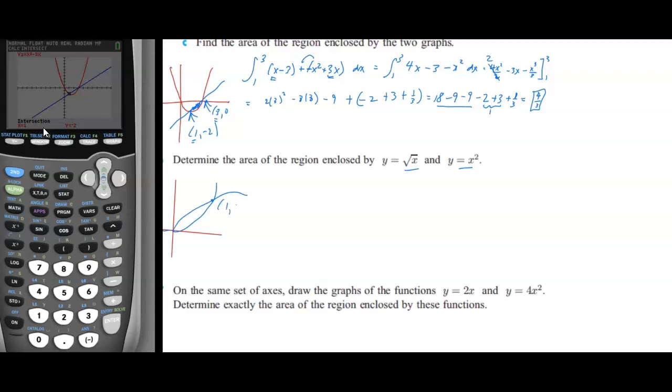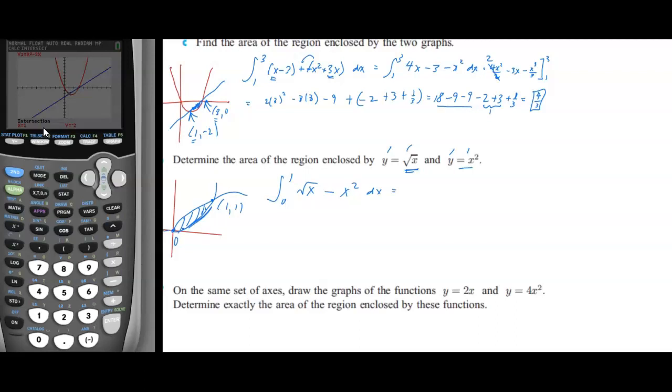So they intersect at (1, 1), right? If you put 1 here and 1 here, it works. It intersects at (1, 1) and (0, 0). The area of this region would be the integral from x equals 0 to x equals 1, and we'll put the top function, which is square root of x, first, minus the bottom function, which is x squared.